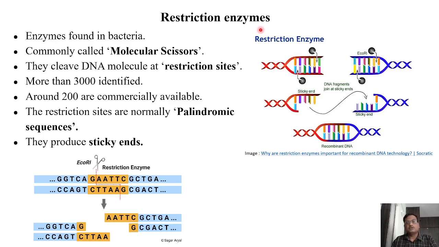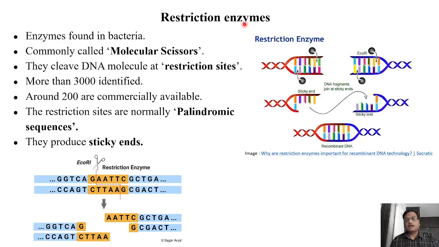So what are these restriction enzymes? Restriction enzymes are the enzymes which are found in bacteria. So you find these enzymes naturally in the bacterial cytoplasm. They are commonly called molecular scissors because they are known to cut the DNA molecules. Since they cut the DNA molecule, they are commonly called molecular scissors. They cleave DNA molecule at restriction sites. So this is very important.